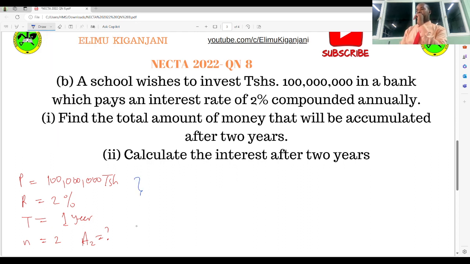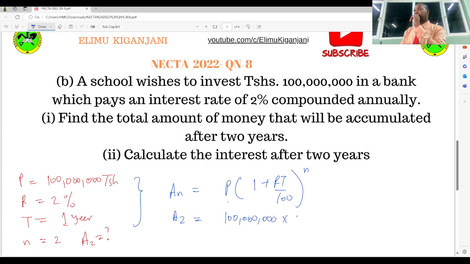Okay, so we are going to use the general formula. The general formula is An equals principal multiplied by 1 plus RT over 100, exponent n, where n is the number of years, P is the principal, and R is the interest rate. So A2 will be equal to the principal, which is 100 million, multiplied by, in the bracket, 1 plus 2 times 1 over 100, exponent 2.